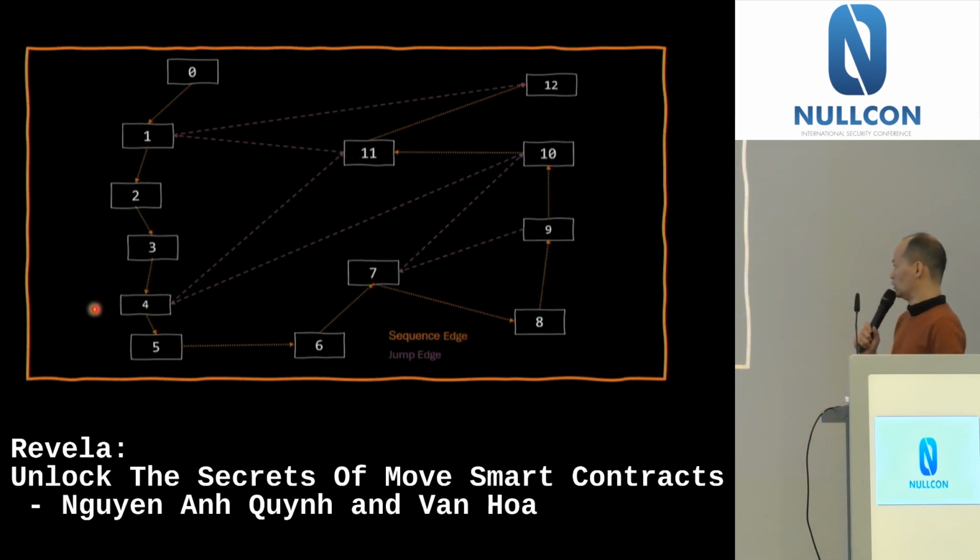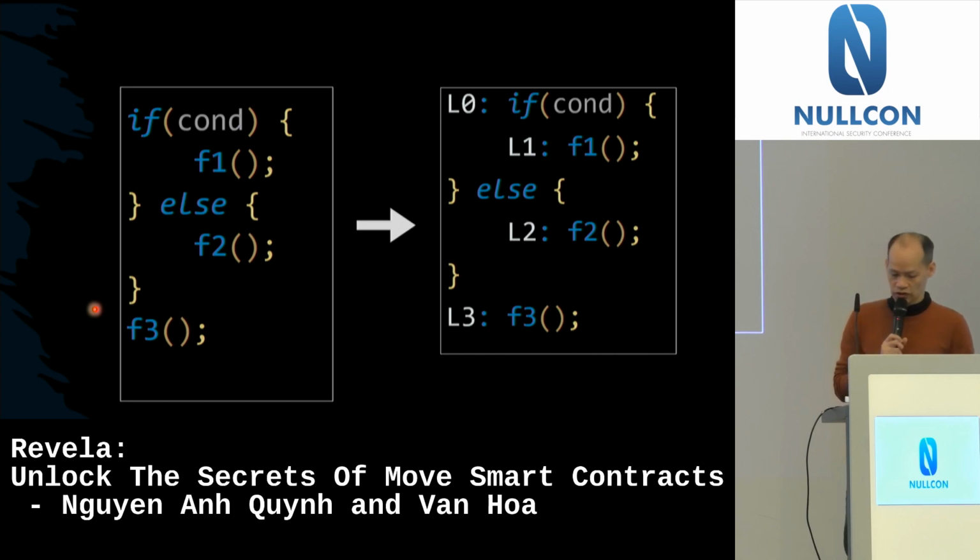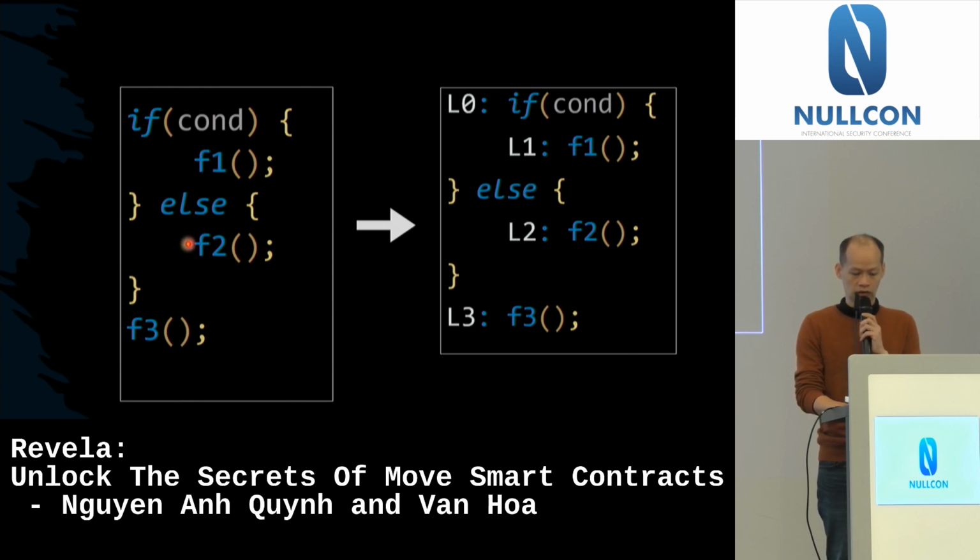So here are our blocks. We connect them together using sequence and jump. Okay, let's look into one high-level source code example. On the left side, we have some very simple code. The first block checks some condition. If the condition is right, we go inside this block, which executes the F1 function. If the condition is wrong, we go to this block, which executes the F2 function. And finally, after all of these condition-checking blocks, we go to F3.